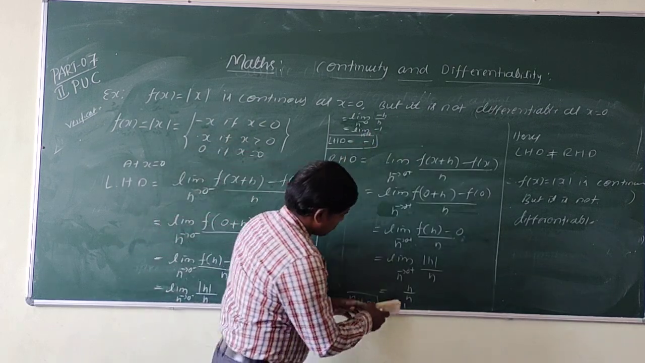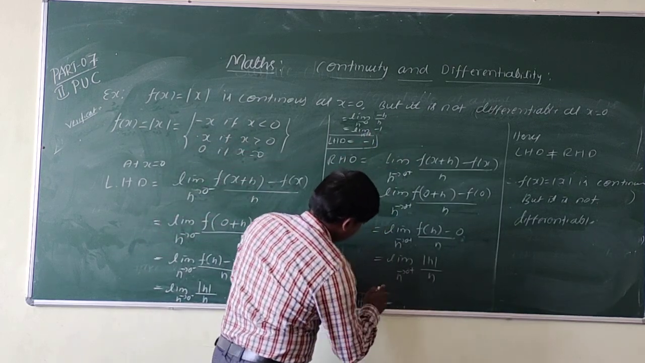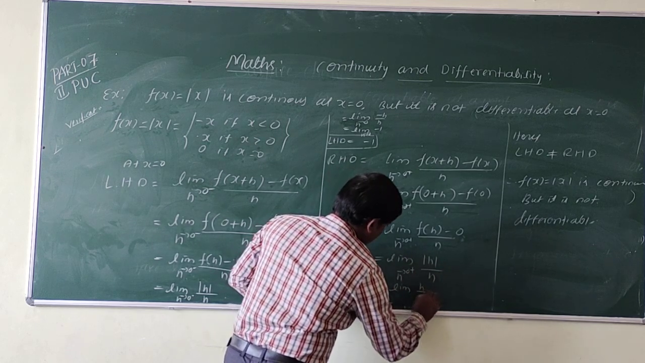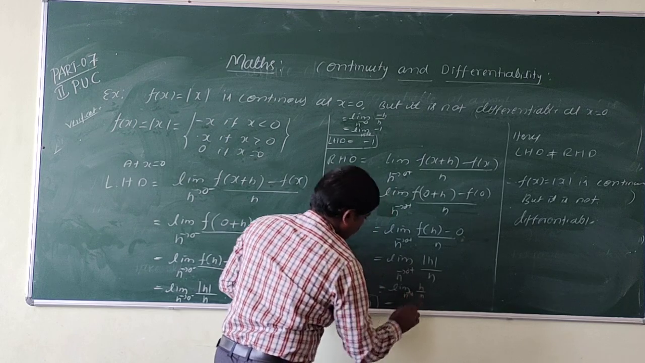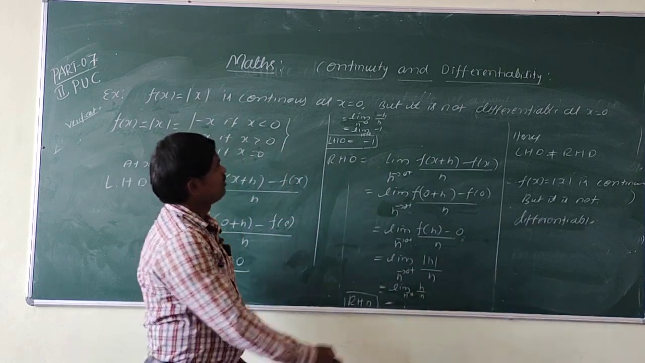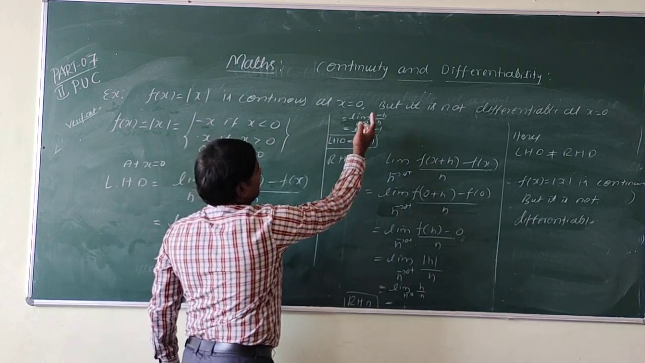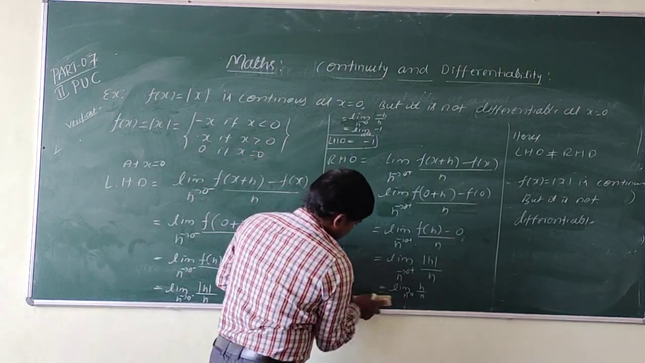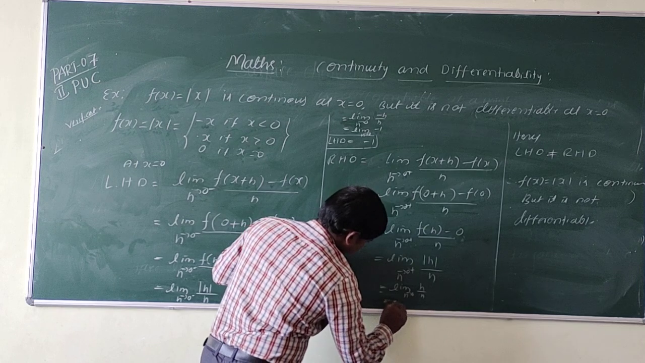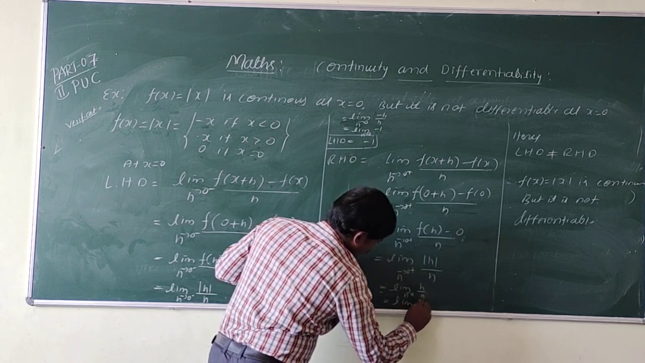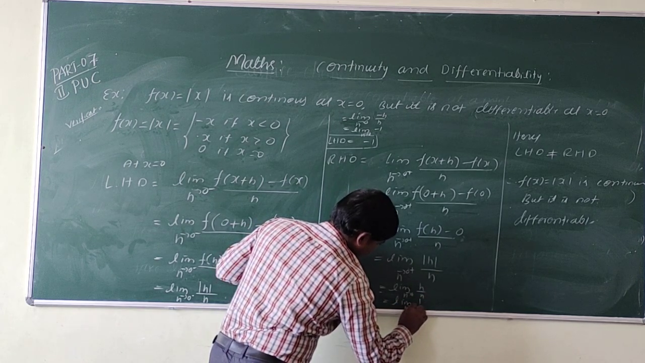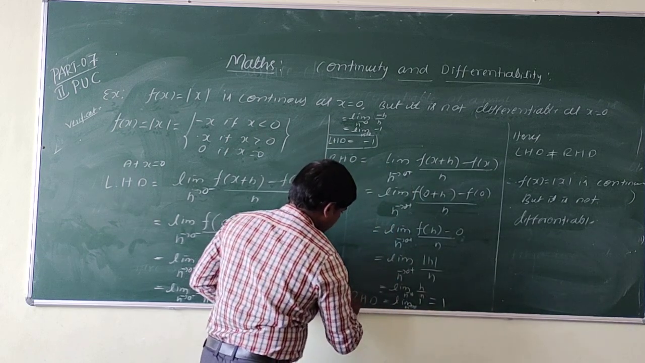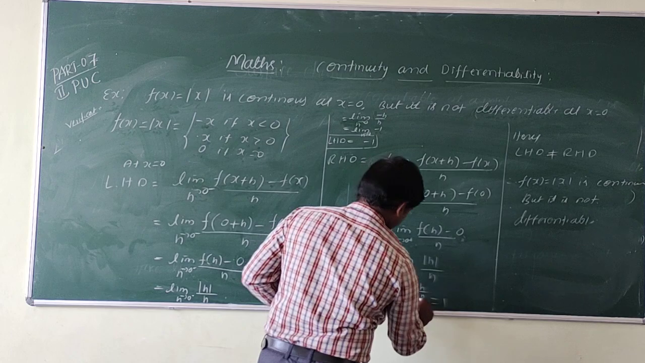Here it is also the same. Taking the limit, this is the limit of plus h divided by h as h tends to 0. No need to take 0 minus or 0 plus once again. So this is nothing but the limit of 1 as h tends to 0, which is 1. This is the right hand derivative.